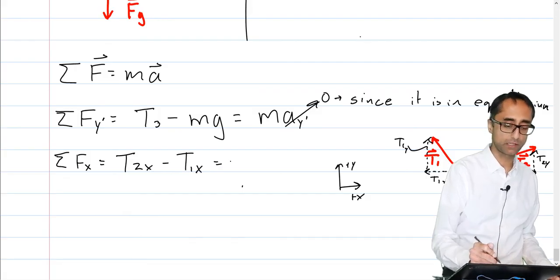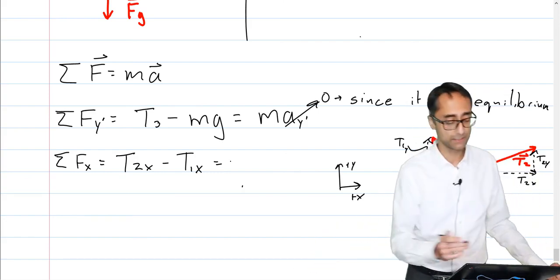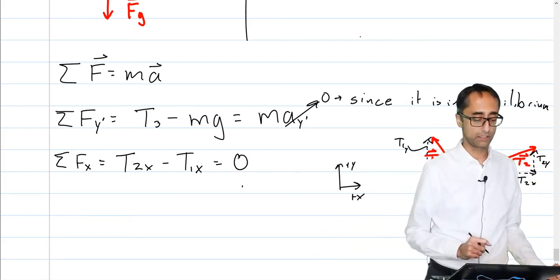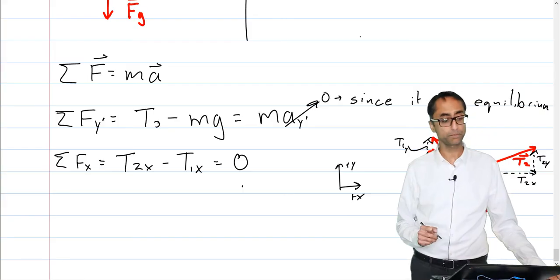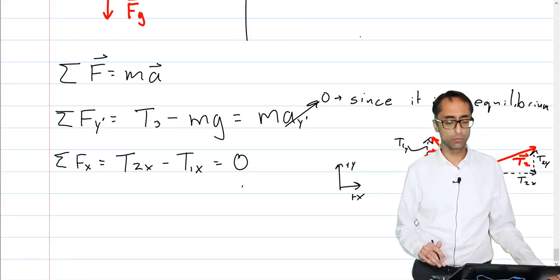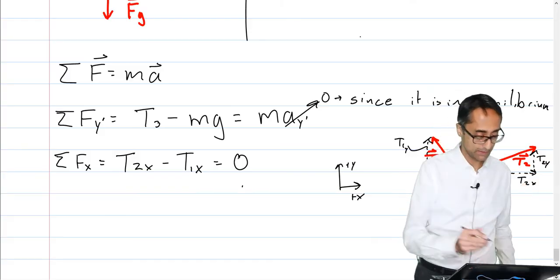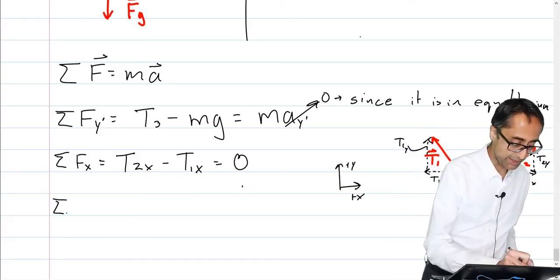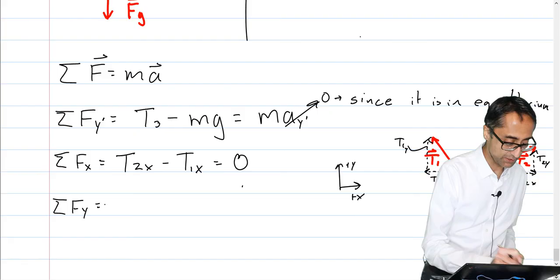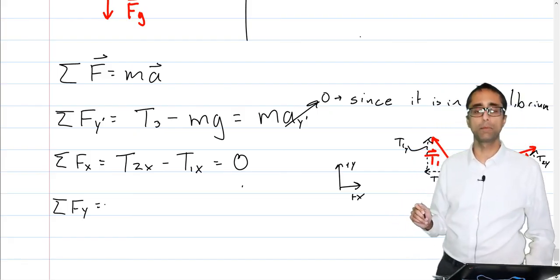And again, there's no acceleration. In fact, at this time, there's not even any mass. And so that is also equal to 0. Those two forces are equal to each other, and that's why it's not moving left and right. And similarly, we can do the same thing in the y direction. This one just a teeny bit more complicated.